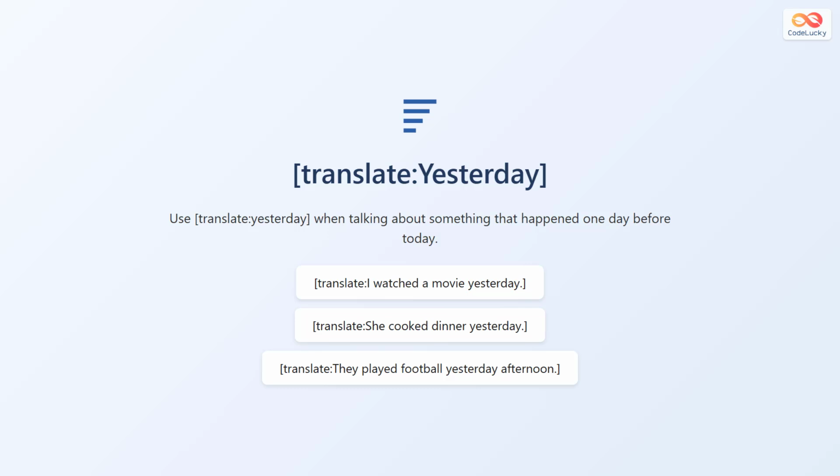The word yesterday means one day before today. We use it to describe actions that happened just the day before. For example, I watched a movie yesterday. She cooked dinner yesterday. They played football yesterday afternoon. When you hear the word yesterday, always remember it refers to something that happened one day ago.